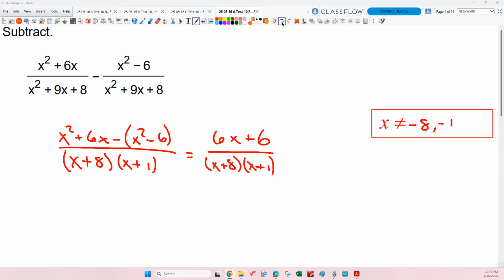How can I factor the top? Oh, so if I take 6 out, I have, okay. The bottom stays the same. What do you notice about top and bottom? So what's the final answer then? 6 over x plus 8. Yep.